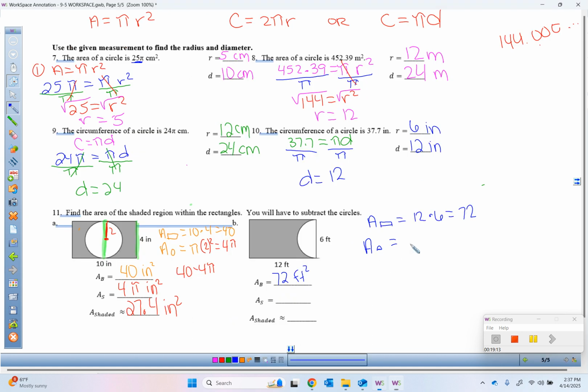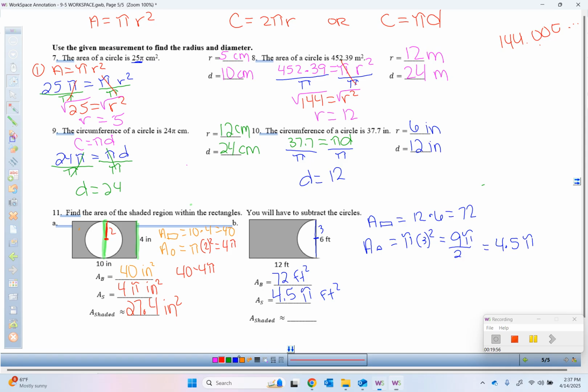So area is pi r squared. My radius, well, my diameter is 6, so we can figure that my radius is 3. So 3 squared is 9. Then we have to divide that by 2 because we have a half circle. So 9 divided by 2 is 4.5. We have 4.5 pi. So 4.5 pi feet squared.